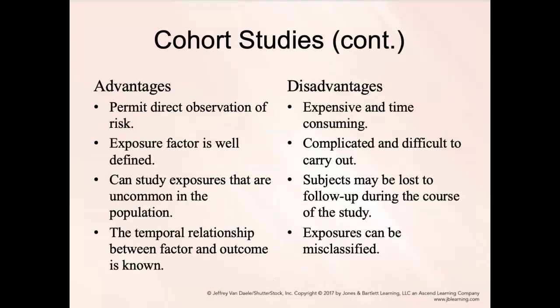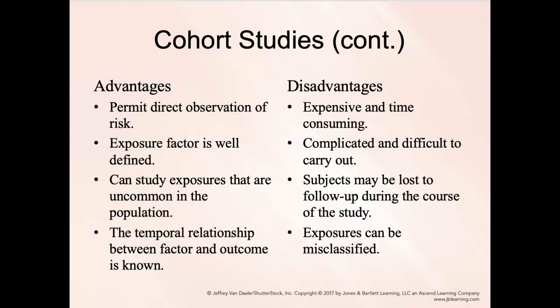Cohort studies have advantages as well as disadvantages. One of the big advantages is that you get to directly observe the risk. So you can actually measure incidence rates in your exposed and your unexposed group and actually calculate a relative risk, which is a direct observation of risk. We calculate those incidence rates, and it's really helpful in quantifying the actual risk.